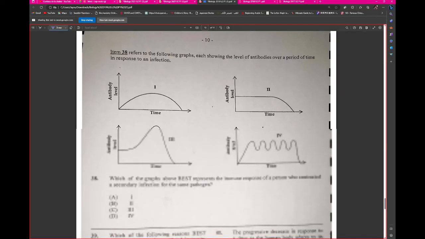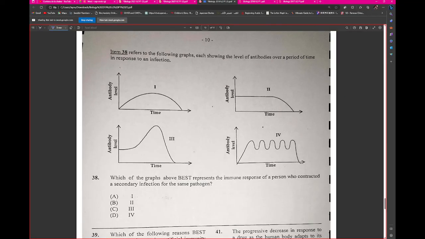Right. So which of the graphs above best represents the immune response of a person who has contracted a second infection from the same pathogen? This would have been 3, right? What answer would you guys go with for this? C. C. Okay.